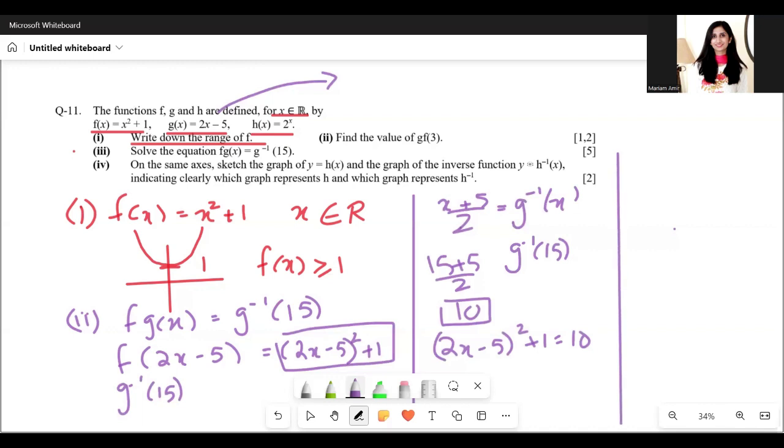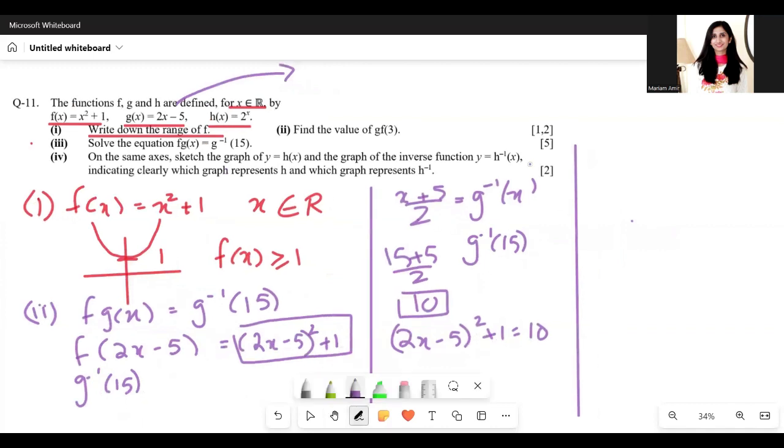It's in completed square form, so it's easier to solve it this way instead of expanding (2x minus 5) whole squared, then rearranging, and then solving through middle term breaking. That would be lengthier. Instead, what we'll do is send 1 to the other side, get a 9. Then square root both sides, we'll get 2x minus 5 equals plus or minus 3. And then we get x is equal to 8 over 2, which is 4, or x is equal to 2 over 2, which is 1.